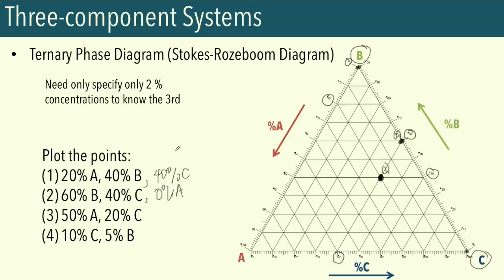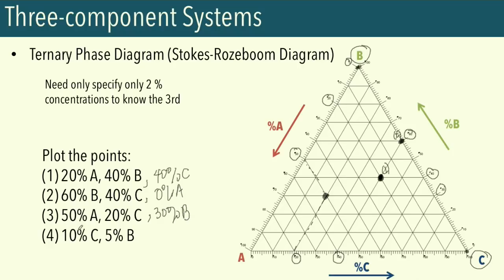50% A, so that is over here, 50% A. 20% C is over here. So if we trace this, 50 and 20, this is over here. So we can figure out the corresponding percent composition of B. That should be 30%. So this is going to have 30% B.